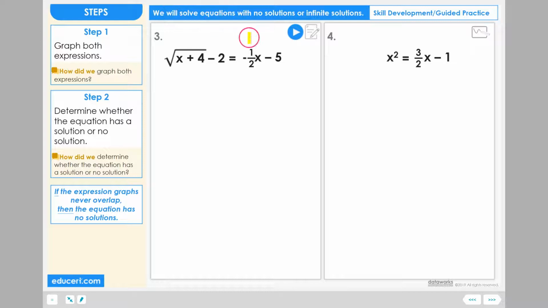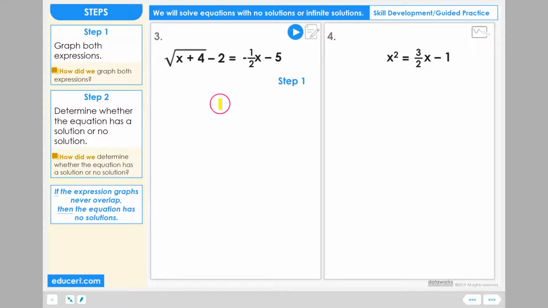Let's solve equations with no solution or infinite solution. Equation number 3: the square root of the expression x plus 4, minus 2, equals negative 1/2 x minus 5. Step 1: Graph both expressions.